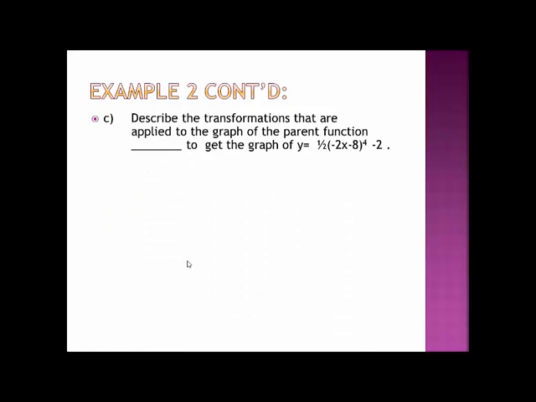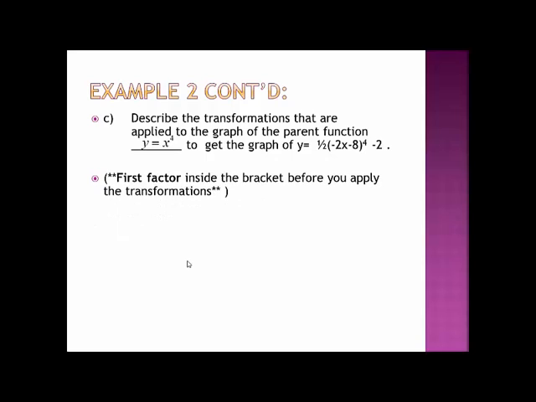So now we want to describe the transformations that are applied to our parent function to get the transformed function. So remember the order, SRT. And one other thing here, if you look inside the brackets, what do you notice? There's -2x minus 8. If we're able to factor that, we want to factor that before we apply any of the transformations.